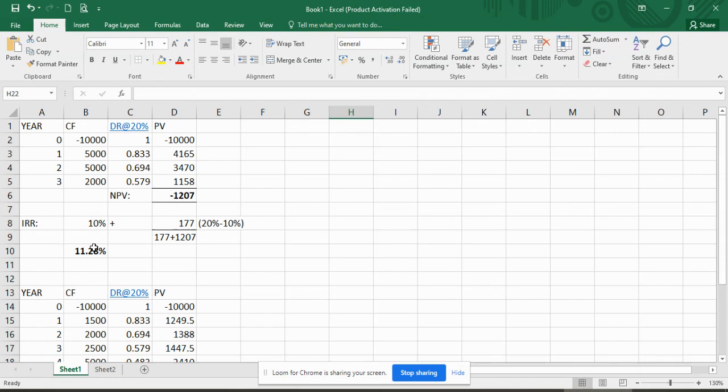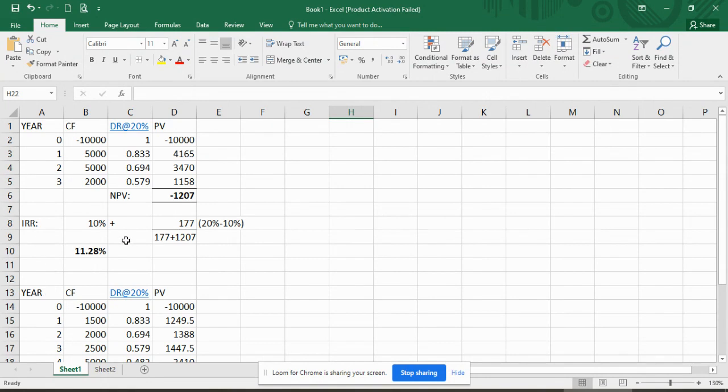So once you get negative, then of course you can move on to calculate IRR, which is lower discount rate plus NPV from lower discount rate divided by NPV from lower discount rate minus NPV from higher discount rate, which is minus negative becomes positive, right? So you add this together, the whole thing times higher discount rate minus lower discount rate, 20 minus 10. So you need to calculate this first, then times 10%, then plus 10%, you should be getting around 11.28%.